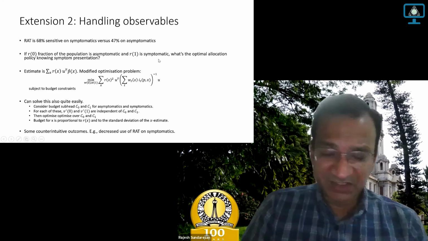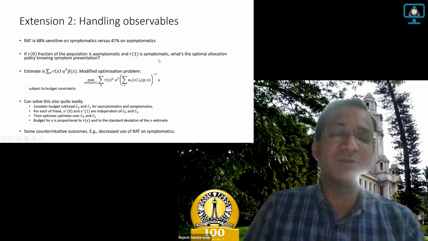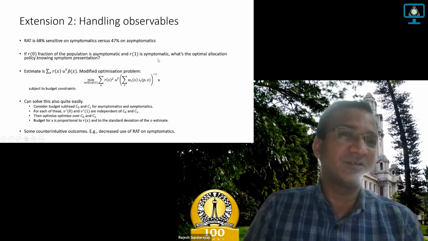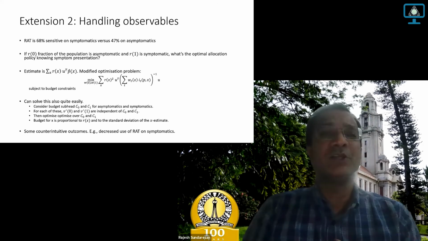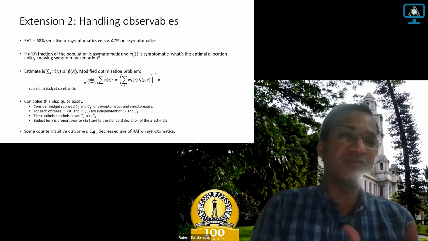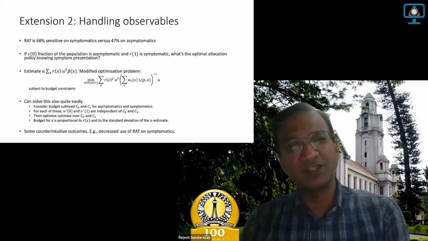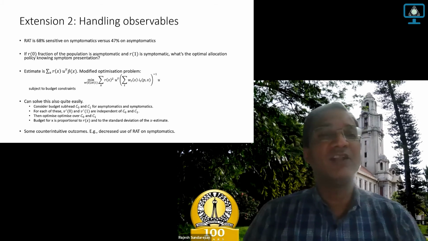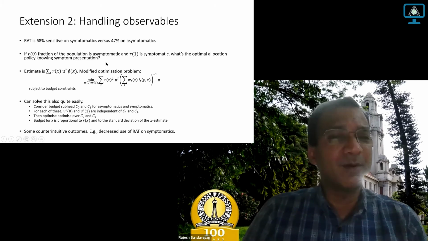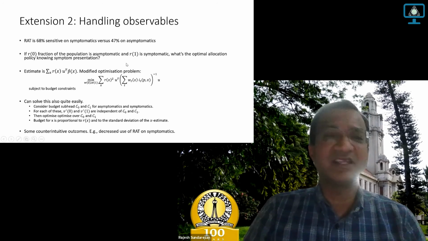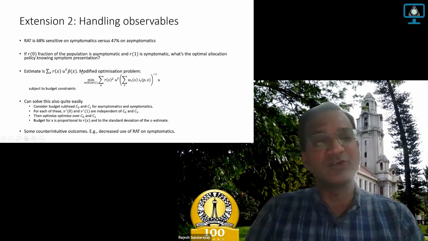Now, this is an interesting question because when you recruit a participant and you find that this participant has symptoms, then you can choose a different suite of tests on this individual compared to another individual without symptoms. And so what one could do is come up with an estimate based on the fractions that are symptomatic and asymptomatic. You make an estimate in each of these.